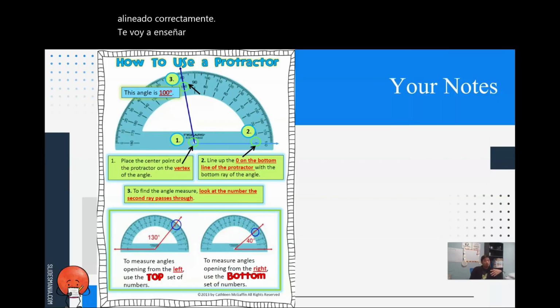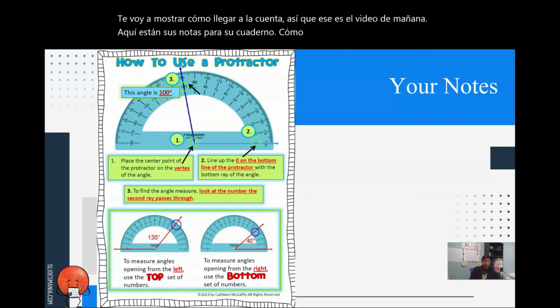So that's tomorrow's video. Here is your notes for your notebook, how to use a protractor, okay? Make sure you copy this down in your journal, okay?